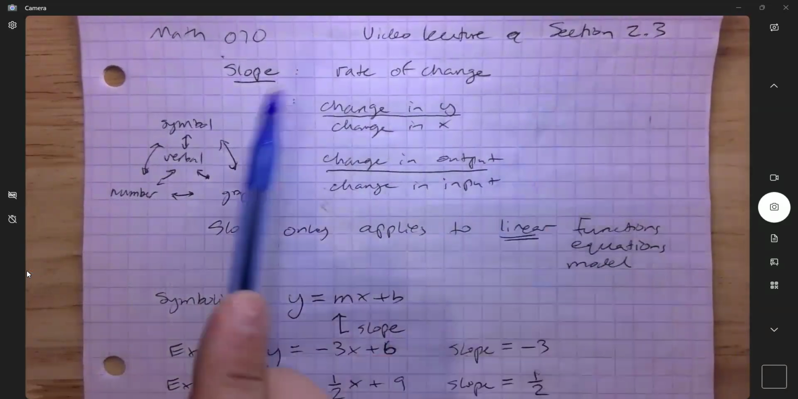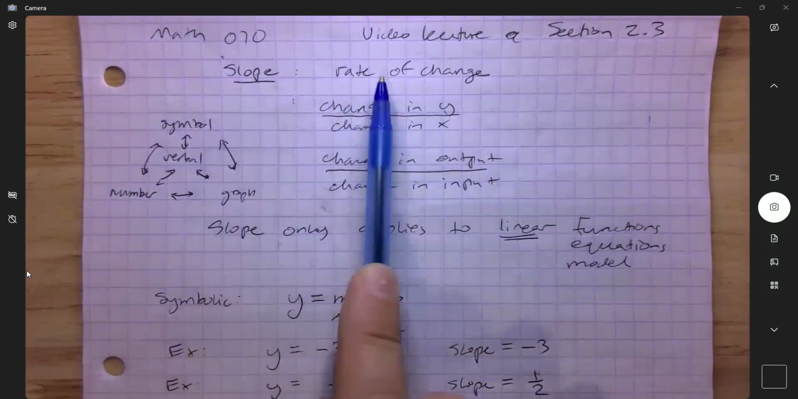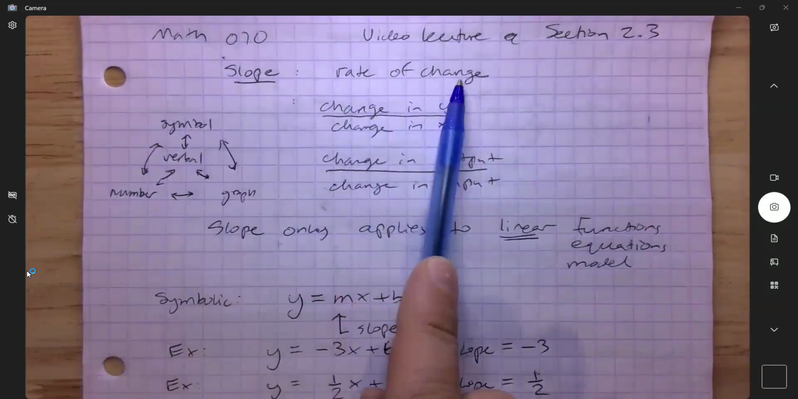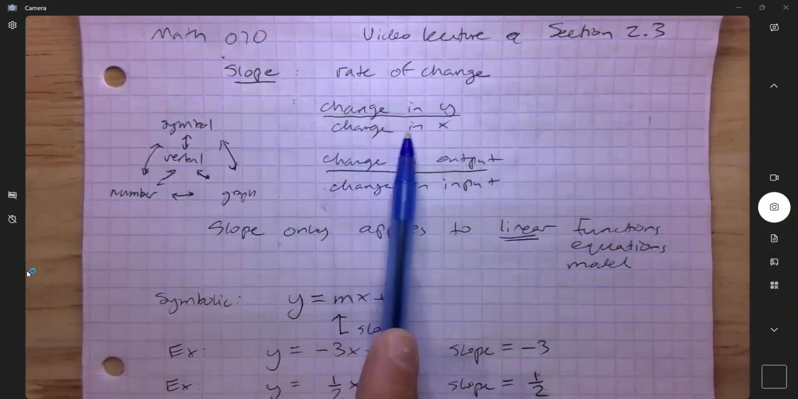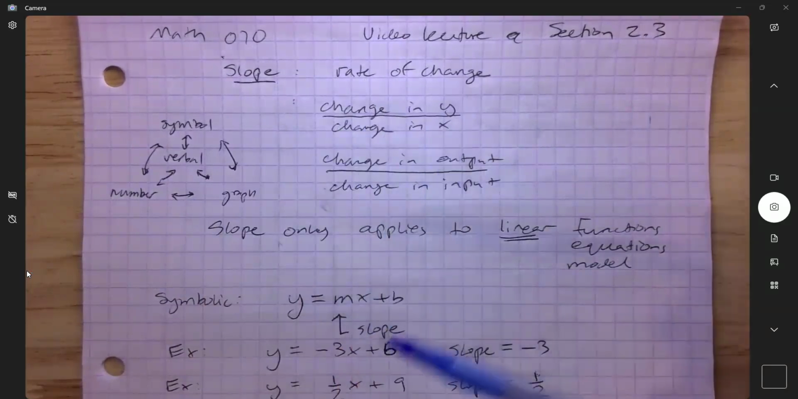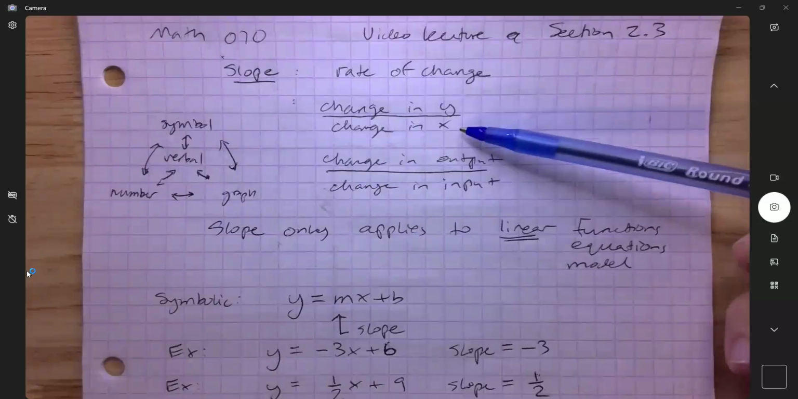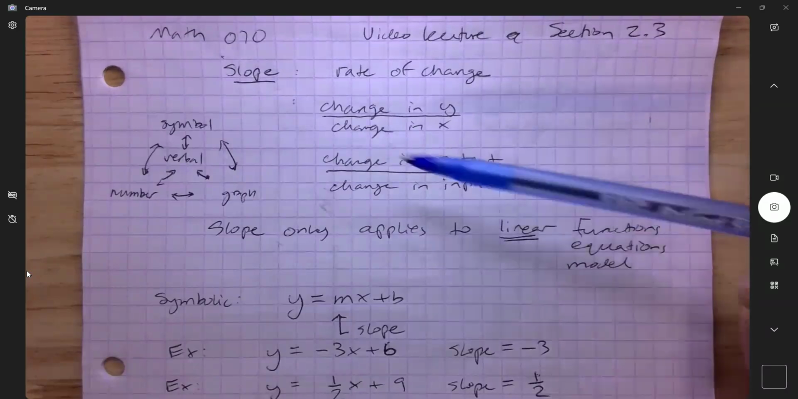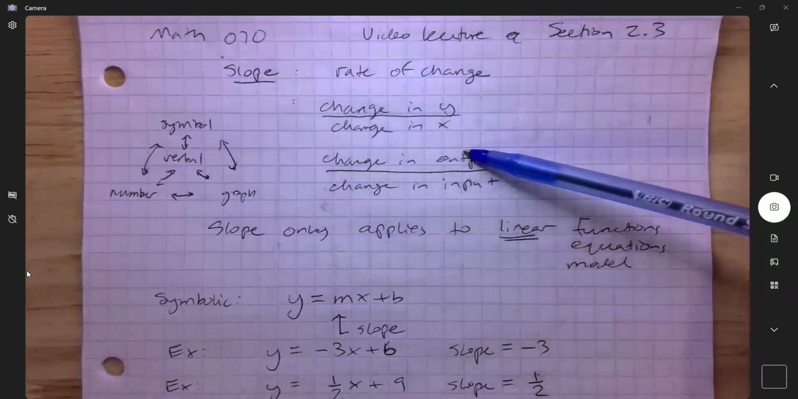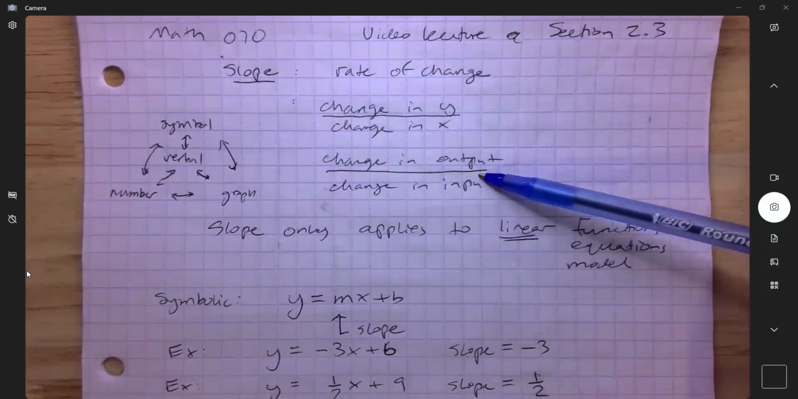So this section 2.3 is all about slope. Slope is a rate of change. And we usually think of it as the rate of change in y divided by the change in x. Y and X are usually the variables we use. Y is output and X is input. So the slope is the change in the output divided by the change in the input.